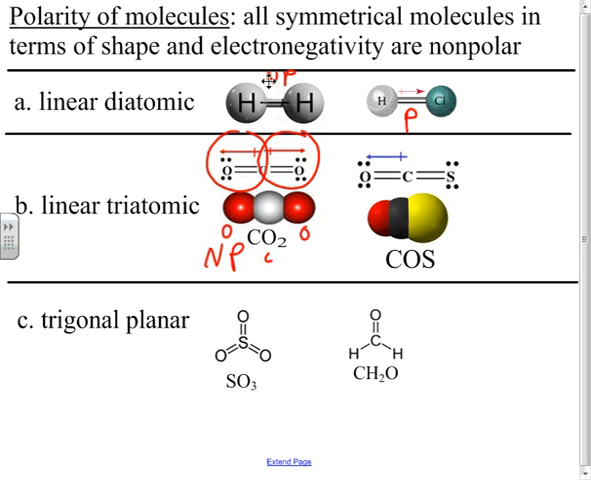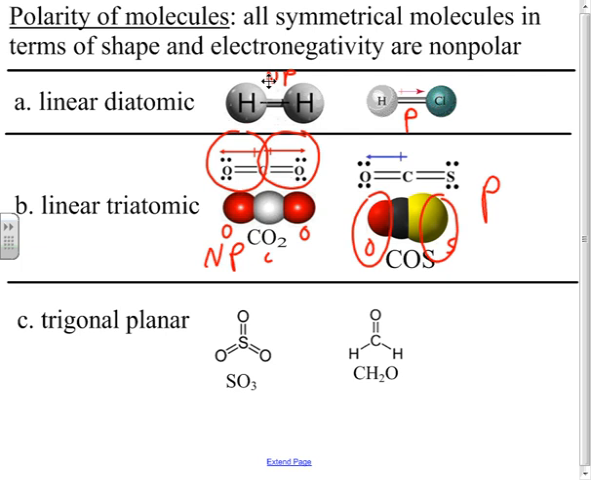If we have unequal polarities of the peripheral atoms, say we have an oxygen on this end, sulfur on this end, the oxygen being more electronegative than the sulfur, now we've got one end gaining more electrons because one end is more highly electronegative than the other end. That makes the overall molecule polar. It is not symmetrical in terms of both shape and electronegativity.